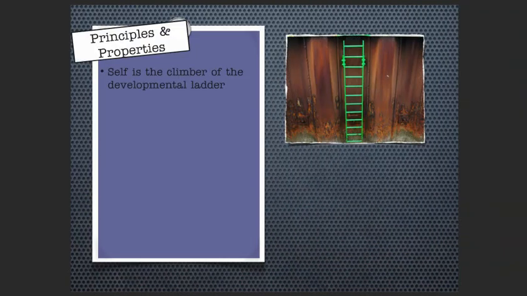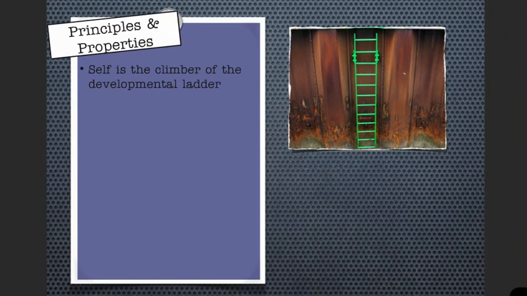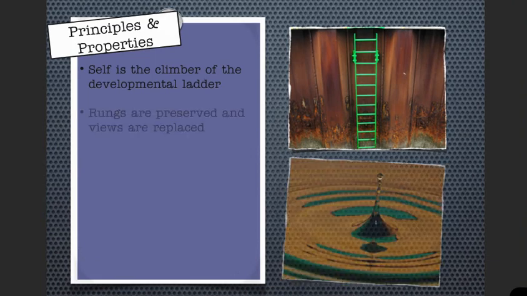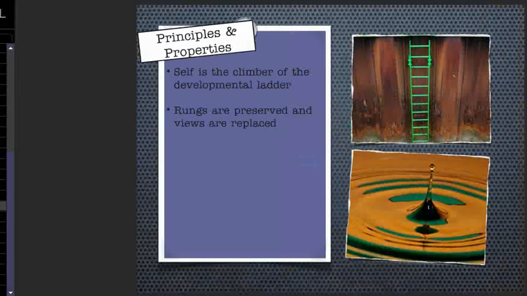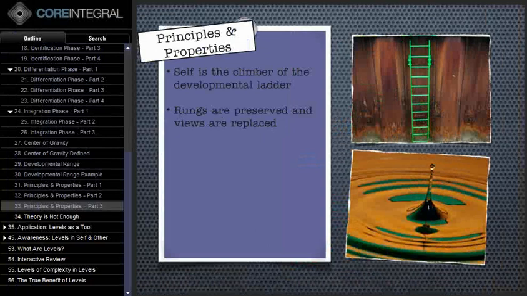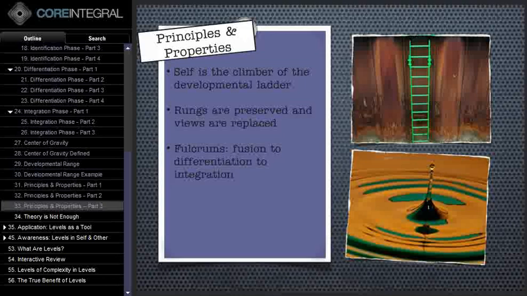The self is the navigator or climber of the ladder of development. At each rung, the climber has a different view. As development unfolds, the view is replaced but the rung is included. During each transition or fulcrum, the proximate self navigates 3 phases: identification to differentiation to integration.